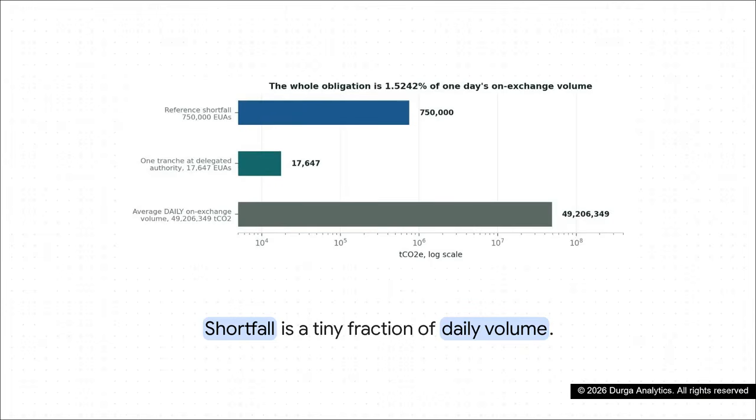Desks love to claim that the market is just too thin to absorb a hedge, right? But let's get real and look at the actual numbers. Our entire $750,000 allowance shortfall for the year is just a tiny, tiny sliver compared to the nearly 50 million tons trading on exchange every single day. When a trader says the market is too thin, the math simply does not back them up.